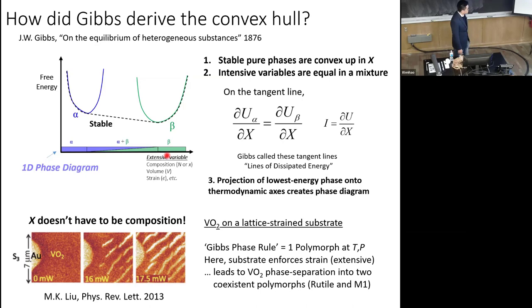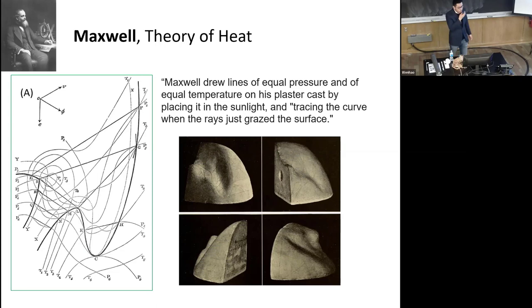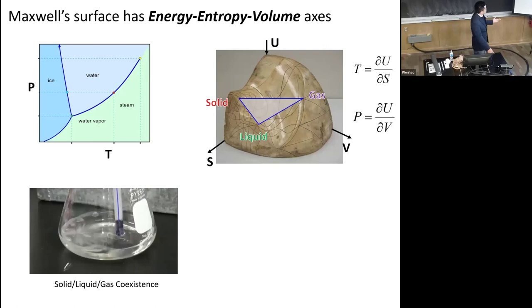What I'm trying to do right now is broaden your perspective of equilibrium with other forms of thermodynamic work. Okay, so Maxwell, the same Maxwell from Maxwell's equations. Maxwell read Gibbs's papers and was so inspired by what Gibbs wrote that Maxwell constructed this convex hull object, and he constructed this plaster model. If you look at this, it's very hard to interpret, but in 3D, it looks like this. And this plaster model has isopressure lines and isothermal lines. And to draw these lines, he placed the model in the sunlight, tracing the curves when the rays just grazed the surface. So you get the perfect tangencies that he wanted. And what's unusual about this model is that it has the axes of extensive variables. So you have internal energy, entropy, and volume.